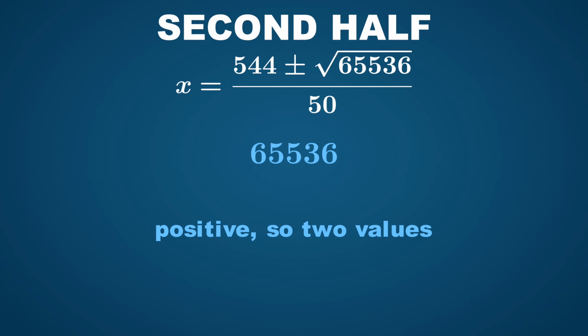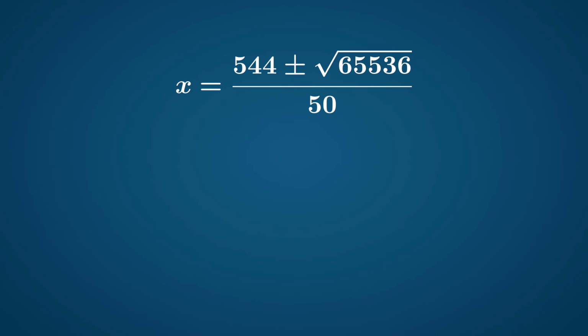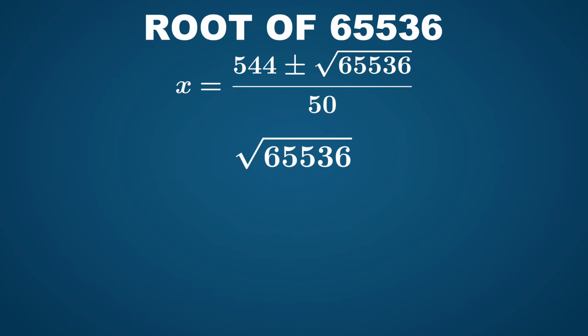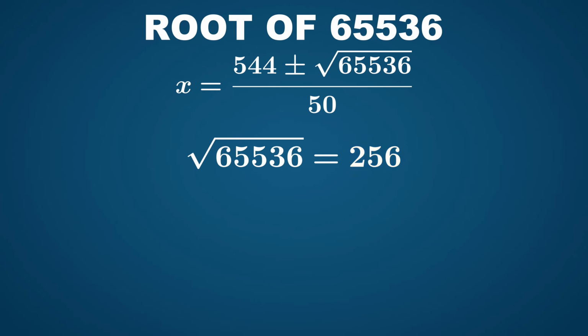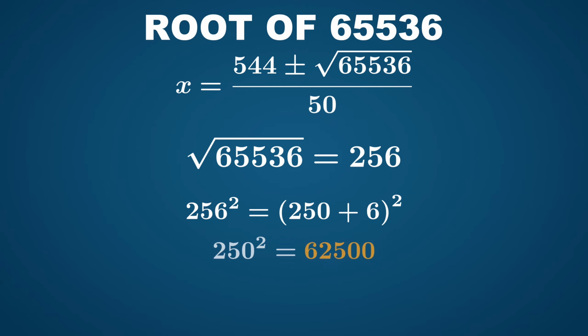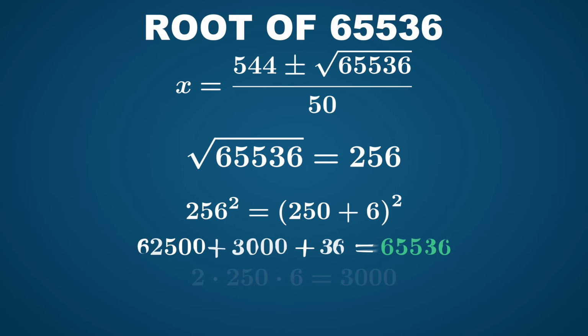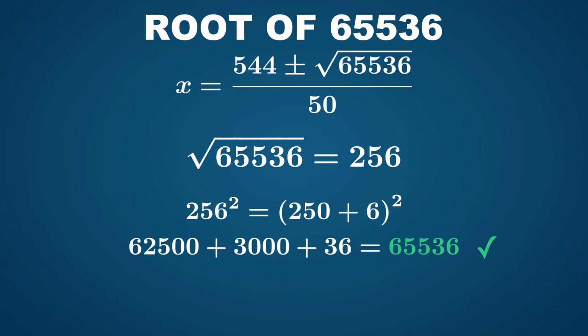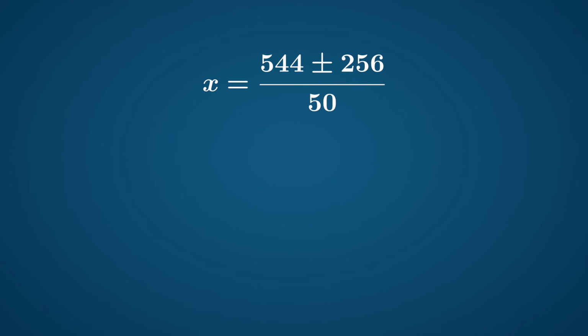It is positive, so the formula will hand us two values. Next we need the square root of 65,536 for the top line. The square root of 65,536 is exactly 256, a whole number. We can confirm it by squaring 256 as 250 plus 6. 250 squared is 62,500, and twice 250 times 6 is 3,000. Then 6 squared adds 36 more, for a total of 65,536. So the square root we need is a clean 256.